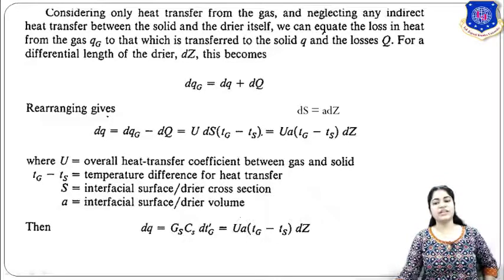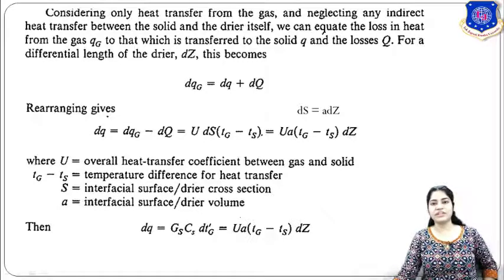Rearranging it, we get the following equation. This is the final equation which you got. What is dS? That is A into dz, where A is the interfacial area per dryer volume, and dz is the differential thickness of your dryer, right? Tg minus Ts is the temperature difference for your heat transfer. Ts is the surface temperature of your wet solid, and Tg is the temperature of your dry air. U is the overall heat transfer coefficient between gas and solid. So you get the final equation as UA into Tg minus Ts into dz.